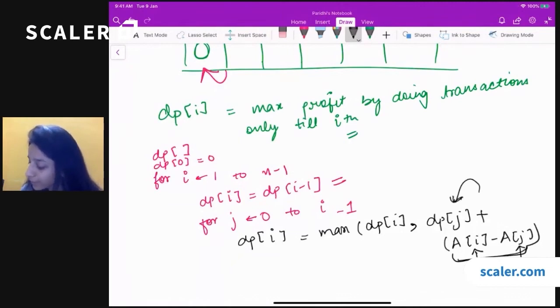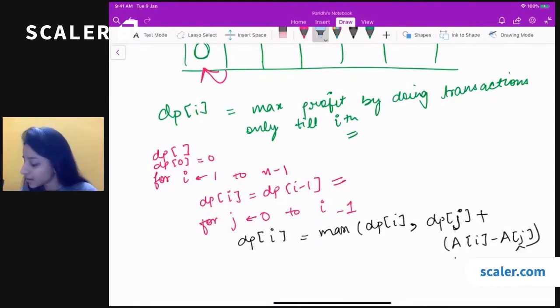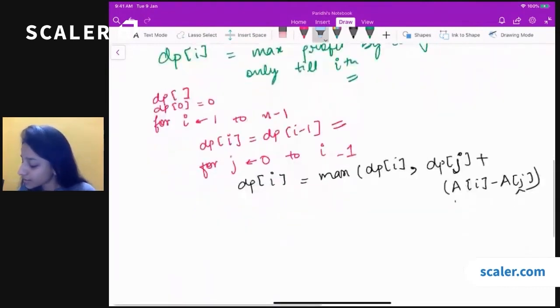This profit will be added to whatever was the profit on DP of J. Is that clear? Is this thing clear? Whatever was the profit on the jth day will be added to the profit that I have achieved now. So this is what the idea is, and we'll do this for all the elements.